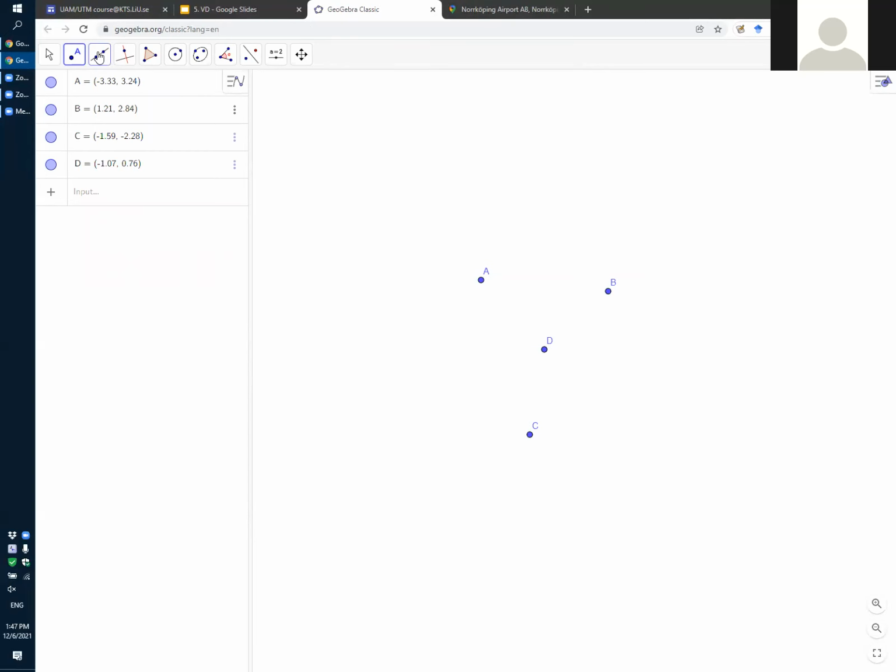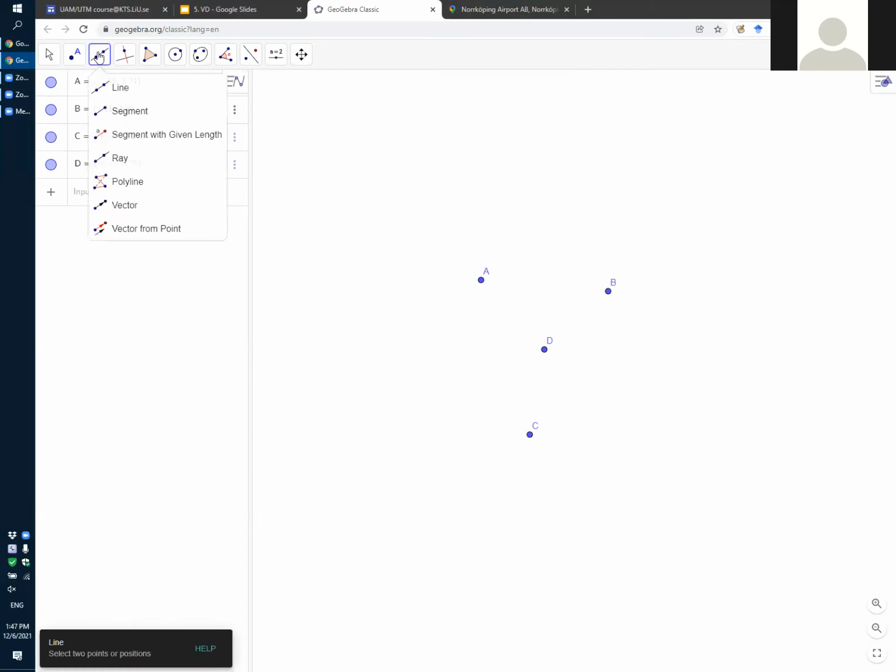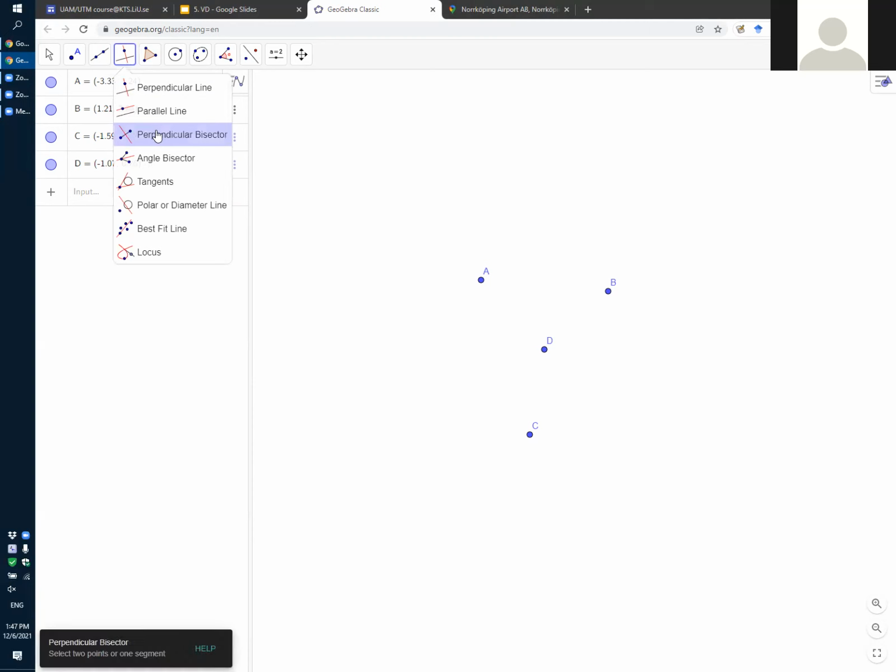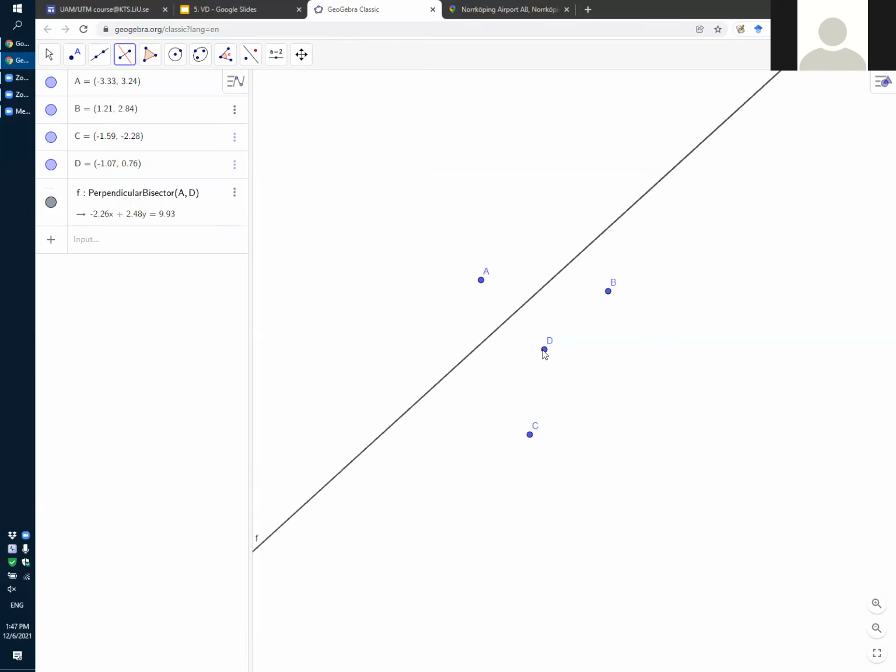So here in the toolbox in GeoGebra, you have, where is it? Yeah, here. Sorry, perpendicular bisector. And yes, as GeoGebra suggests, you click on 2 points and it shows you the bisector between them. Okay, so this black line is the bisector between points A and D.